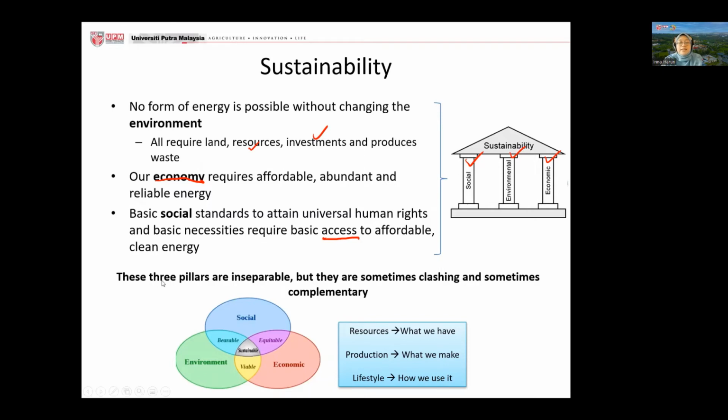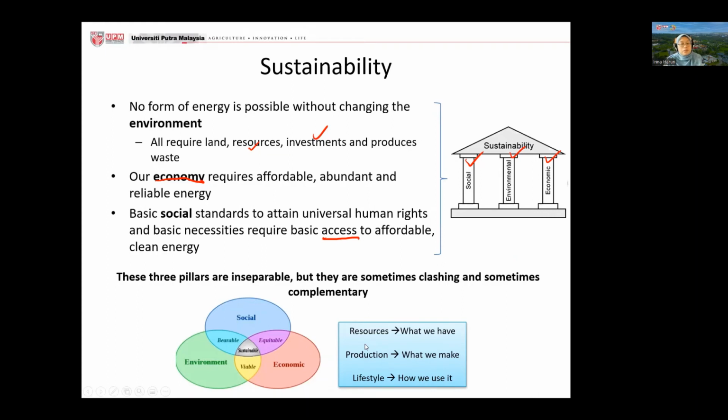Okay, so basically these three pillars are inseparable, but they are sometimes clashing and sometimes complementary. Because sometimes you want things to be profitable, but then some people may not get benefit from it. So that's where sometimes it is clashing. But sometimes things that benefit the people also benefit the environment. So this is complementary.